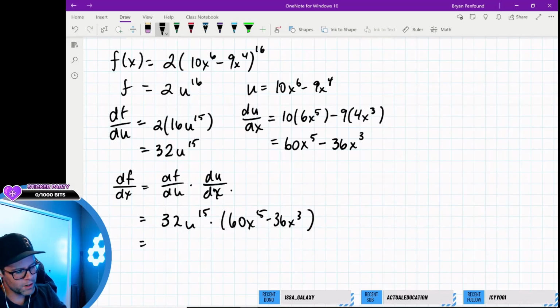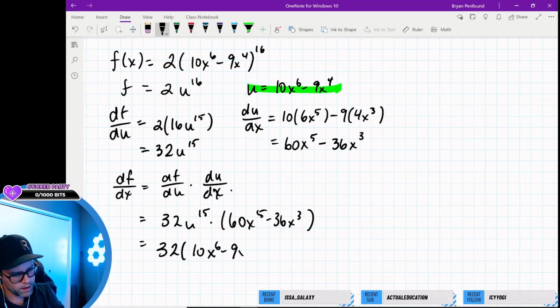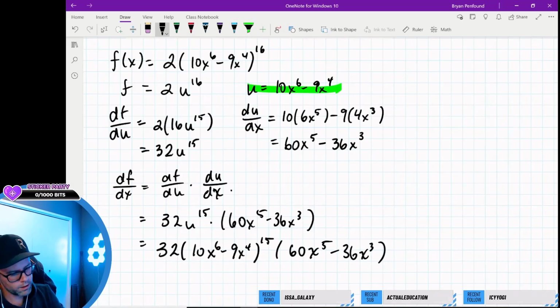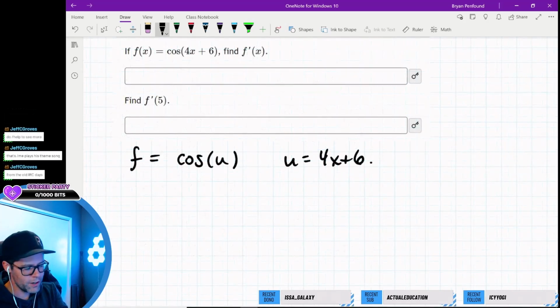Yeah, so Leibniz for the win here, I think. Okay, and once we have multiplied these two things together, we just need to go back, find our expression for u, and plug that in. So we'll get 10x^6 minus 9x^4 to the 15, and then we'll get 60x^5 minus 36x^3. Boom! There's question 2.